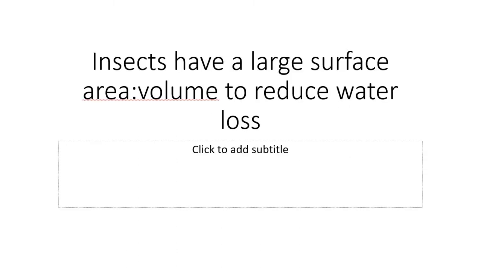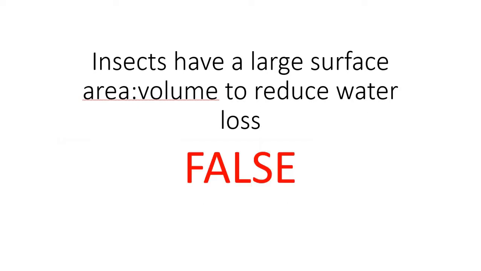Insects have a large surface area to volume ratio, and that's to reduce water loss. False, that large surface area to volume ratio doesn't reduce the water loss, it's going to increase it. It's going to increase everything lost. So large surface area to volume ratio is always going to increase the rate of exchange of something.